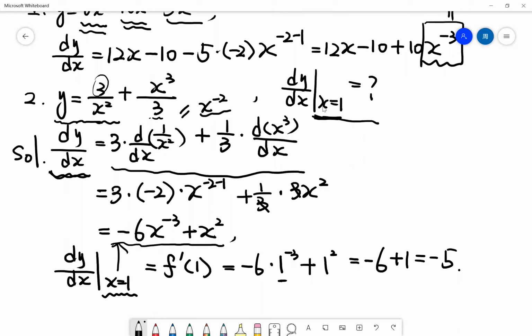Right? I gave different values of x. You can get different values of the derivative. So here, if I let x equal 1, you can get only one result, that is minus 5. Just substitute x into this function. Okay, so this is the second one. We move on to the third one.